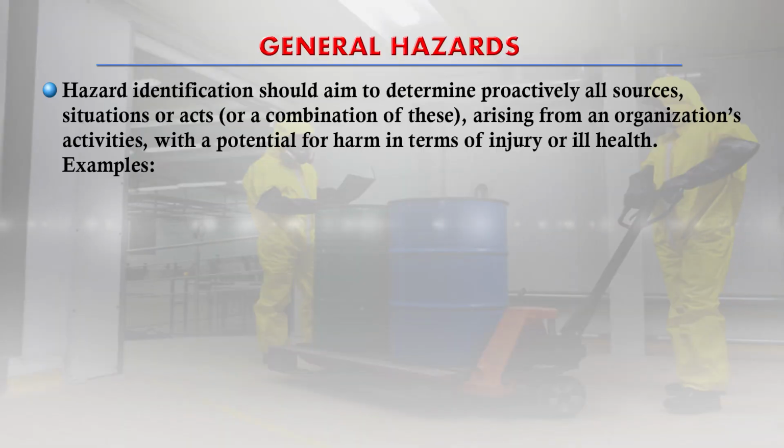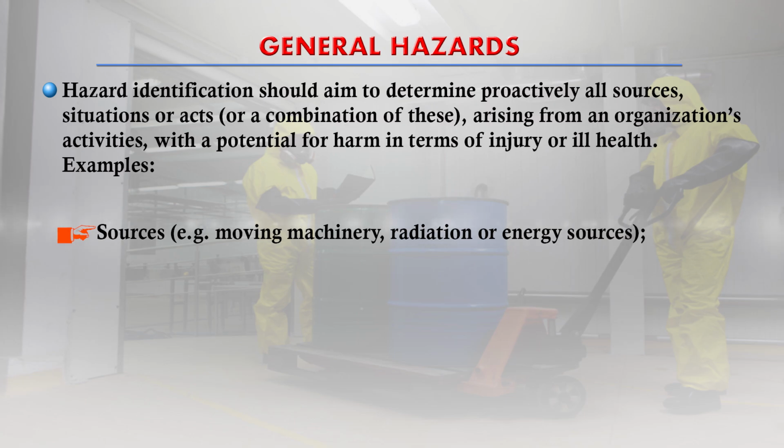The hazard identification should aim to determine proactively all sources, situations or a combination of these arising from an organization's activities with a potential for harm in terms of injury or ill health. For example, a source. What may be the source? Source is moving machinery, radiation or energy source. Electricity may also be a source of energy, because whenever there is a joint or connection or overloading, there is every possibility of a spark, and spark is a source of energy. Pressure itself may be a source of energy. Such sources of energy we should understand are posing significant hazards.